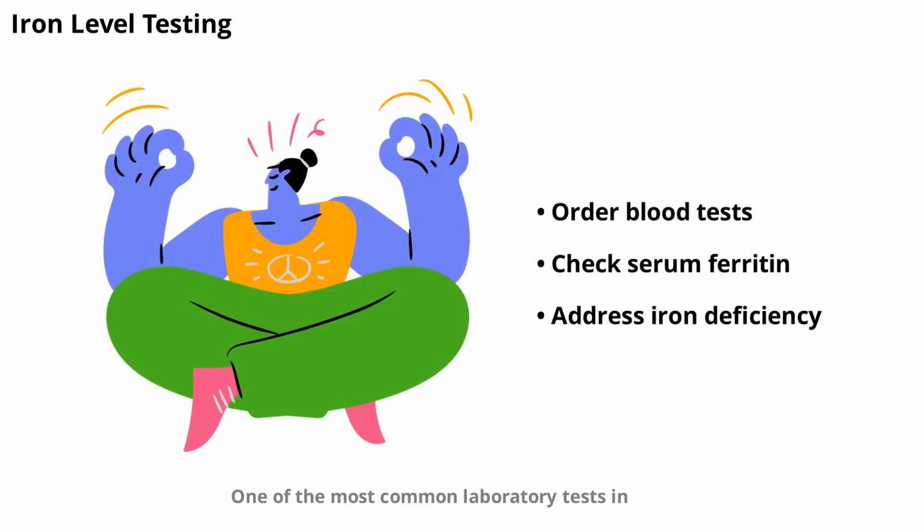One of the most common laboratory tests in RLS diagnosis is checking the patient's iron levels. Low iron stores, even without anemia, can contribute to RLS symptoms. Doctors may order blood tests to measure serum ferritin and other iron-related markers. If iron deficiency is found, addressing it can significantly improve symptoms. This step is especially important for patients with risk factors like heavy menstrual bleeding, gastrointestinal issues, or chronic diseases.